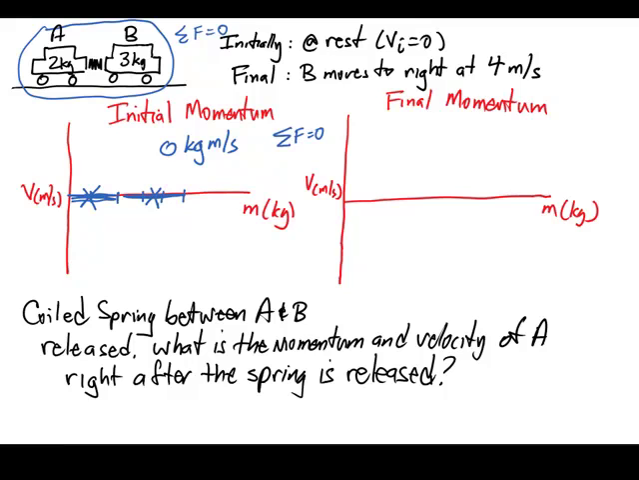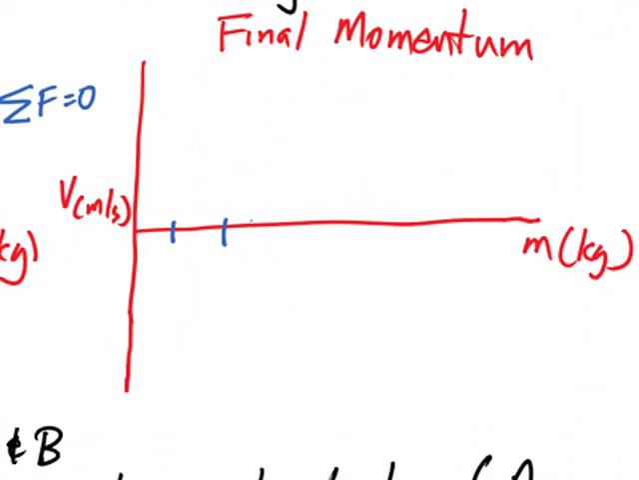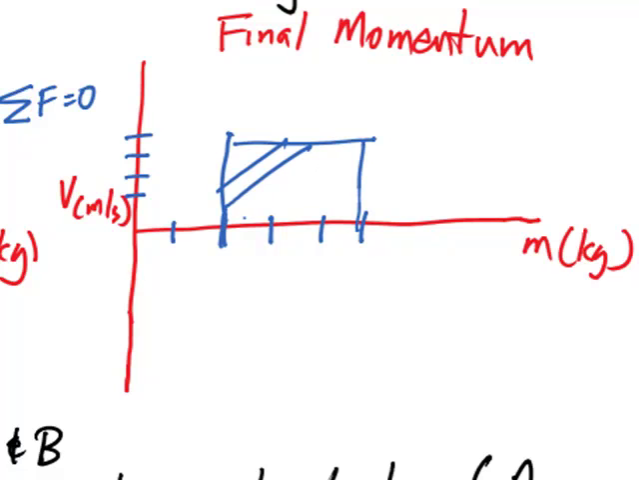Afterward, let's take a look at this. Account for A, it's 2 kilograms, but we don't have a velocity yet, so let's mark that here. And B is 1, 2, 3 kilograms. We also know that's moving to the right at 4 meters per second, so 1, 2, 3, 4. Let's take a look at the area there. The area of that rectangle represents the momentum of B after the spring is released. What we do know is that the momentum of A is going to have to be the same value as this, but in the opposite direction. Let's see what this value is.